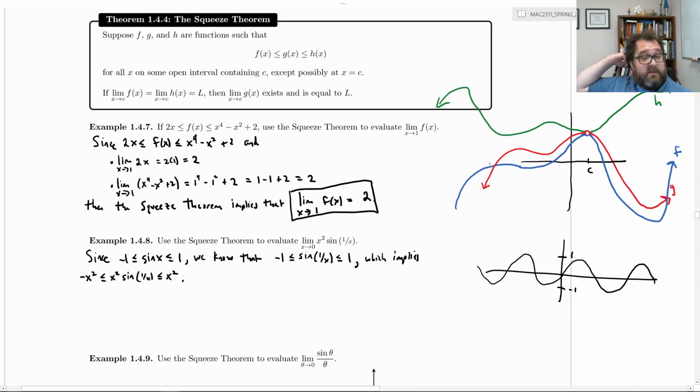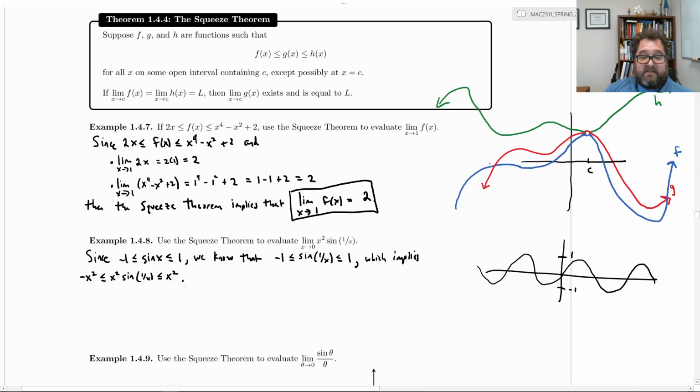Okay? So since we start with just what we know from trig, that implies that this statement is true, which is negative x squared is less than or equal to x squared times sine 1 over x, less than or equal to positive x squared. And now we have this statement. That's what we need. We've got that much. Now we just need to show that the limit of the two functions on the outside as x approaches 0 is the same number. And if we can show that, then we know that the limit of the inside function has to also be that same number. Okay?